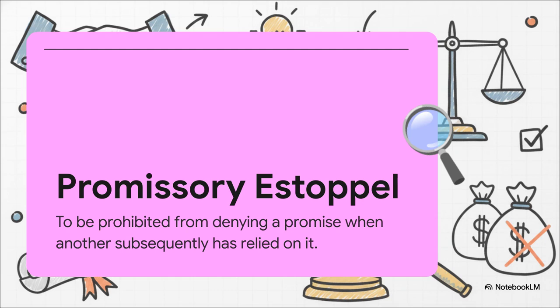Now, what happens if an agreement is technically unenforceable? Maybe it lacks traditional consideration. Well, that's where the equitable doctrine of promissory estoppel steps in to save the day. If someone makes a promise they should reasonably expect will induce action, and you actually rely on it to your detriment, the court can make that promise binding just to avoid a totally unfair outcome. Basically, contract law protects agreements, but promissory estoppel protects reliance.